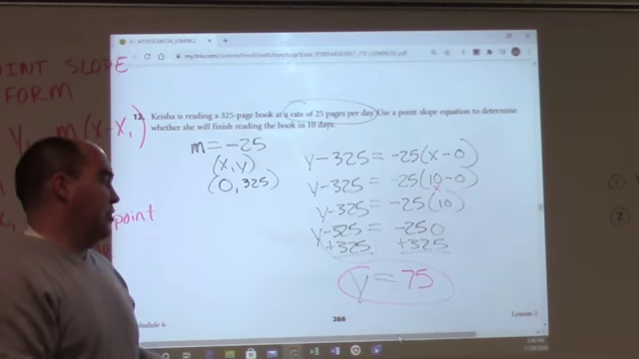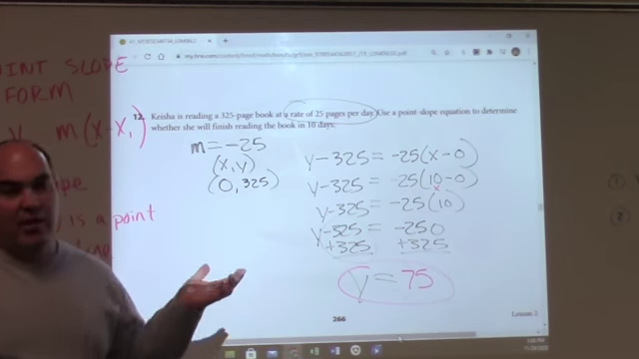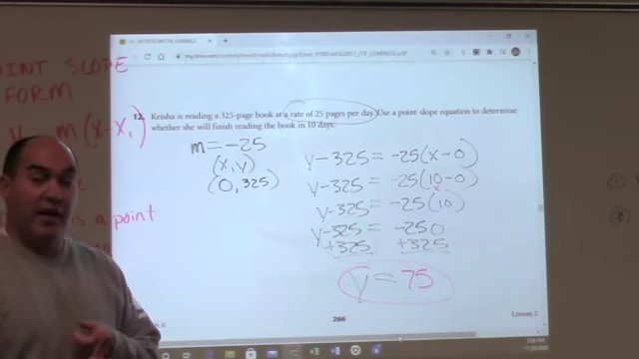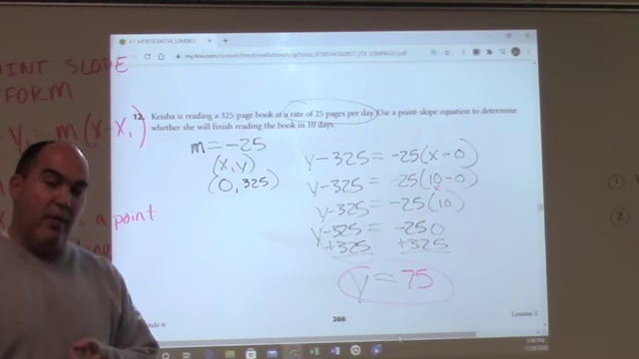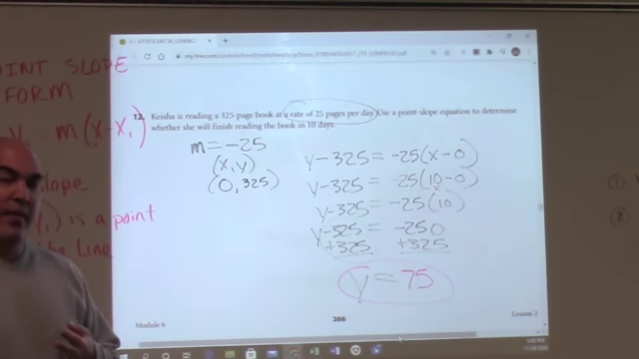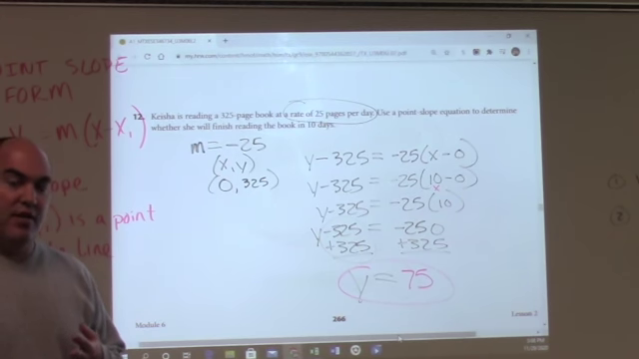So this is just one example of how we can look at a word problem. We can figure out what the slope is, we can figure out what one of the points is, and then we can use point-slope form to answer if Keisha's going to finish reading her book or not.